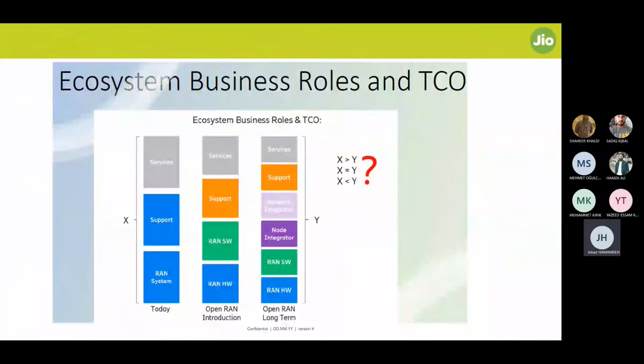The ecosystem business roles right now look like what you see on the left-hand side. You have only services, support, and RAN system. But with Open RAN, you don't have only services and support, but also RAN software services and RAN hardware services. And in the long term, on top of all of these, you are gonna need network integration, node integration, people who understand how to integrate and connect different solutions, different equipment and different hardware devices produced by different vendors and make them work seamlessly with each other.